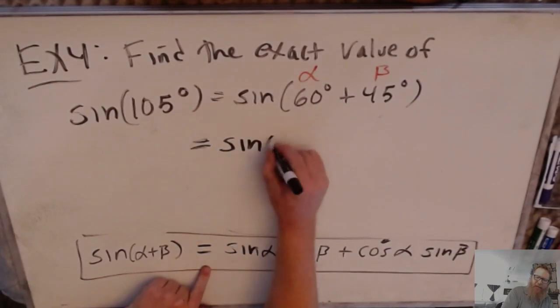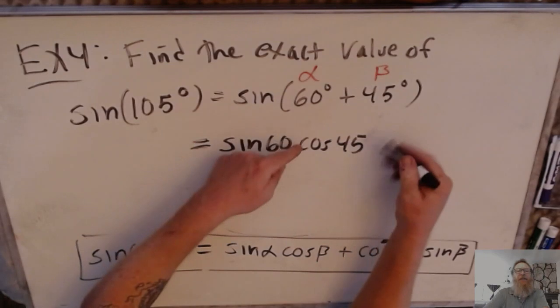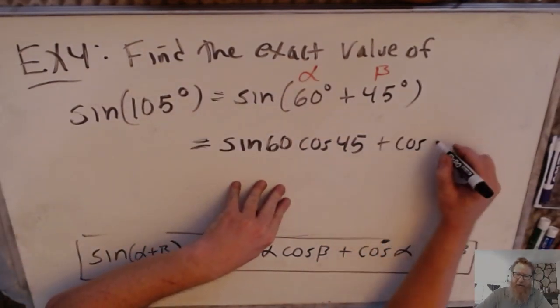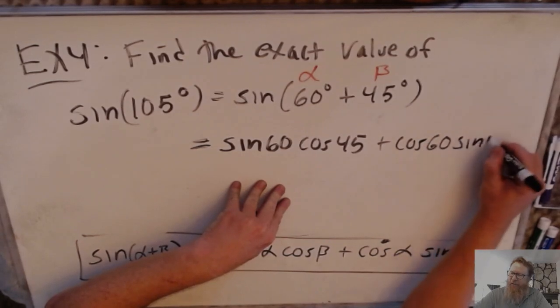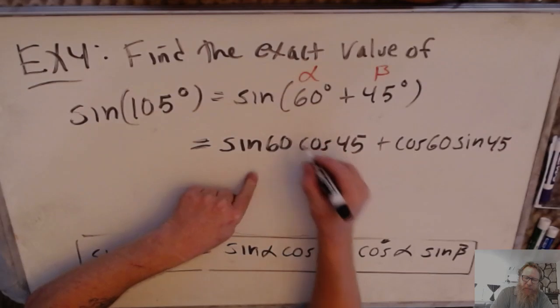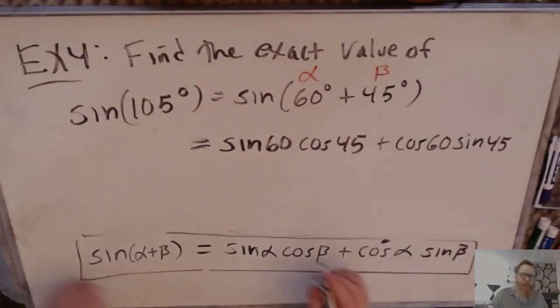We have sine 60, cosine 45. Again, the degrees are understood. Plus cosine 60, sine 45. If you want to be safe, you can add the degree symbols. If you just know that that means degrees, then you don't have to put the symbols.